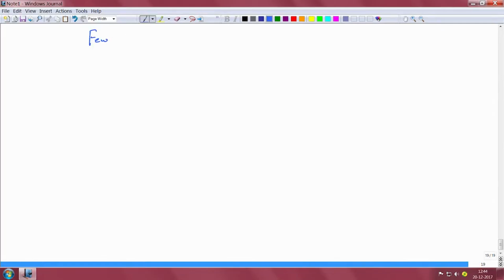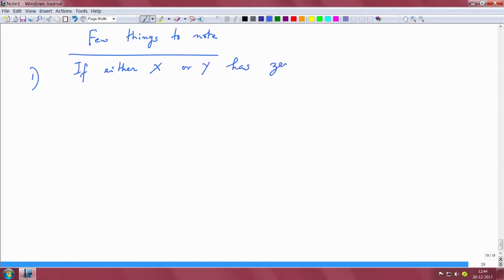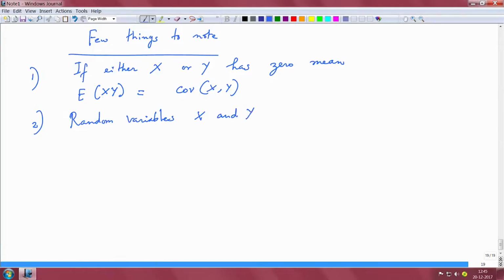So, a few things to note. First, if either x or y has 0 mean, then expected value of xy is basically the covariance between x and y. Random variables x and y are uncorrelated if the covariance between x and y equals 0, which also means that the correlation coefficient between x and y is 0. This is a very important thing.